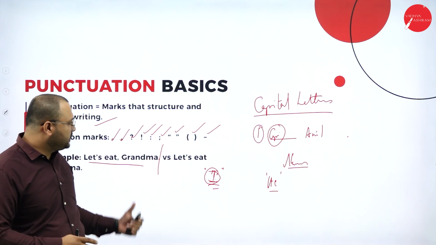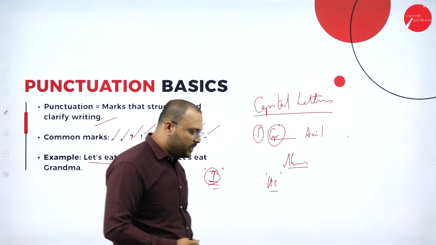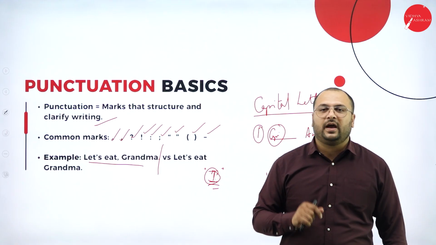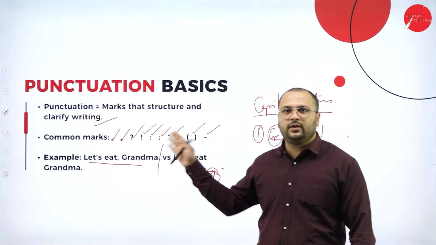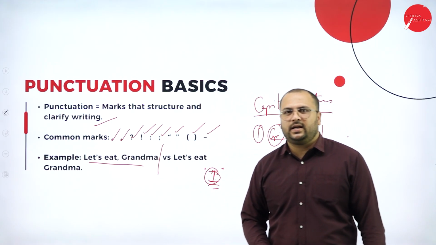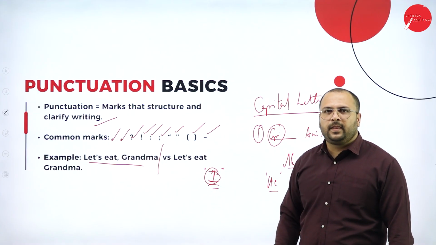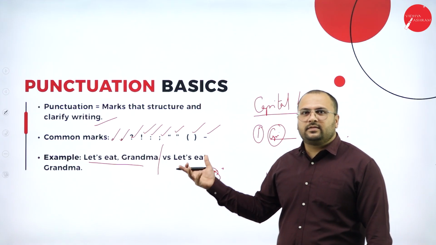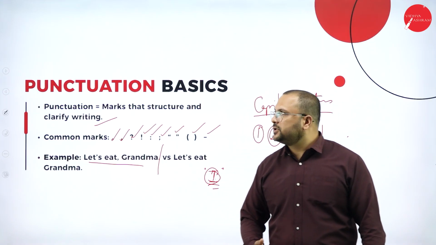So that is the difference. See, the difference is very much here. Let's eat, comma, grandma. Grandma, let's eat. That is the first meaning. And the second meaning is, let's eat grandma. We have to eat grandma. So that is the difference when you write. When you speak, you can understand it. But when it is written, the sentence gives different meanings with different punctuations.